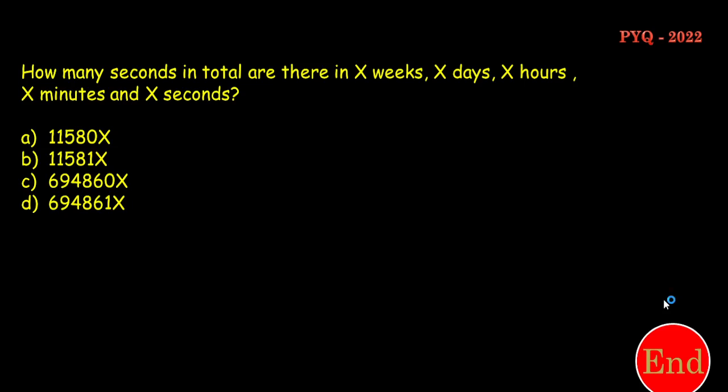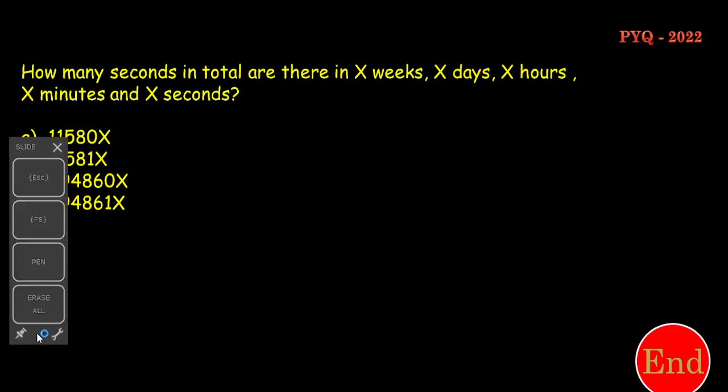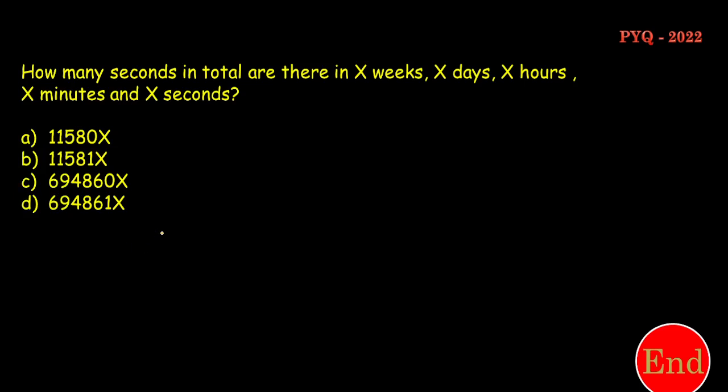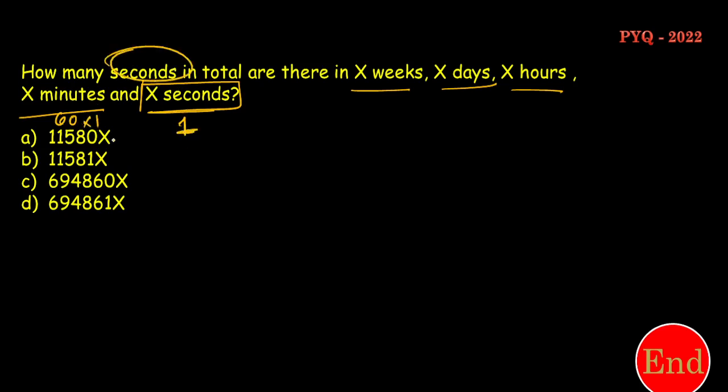So this is also not easy, but once you understand this concept, it is very, very easy. See, first I am going to take, look at this, how many seconds in total are there in X weeks, X days, X hours, X minutes and X seconds. So let's look at this. Seconds is 1 second. This is 1. But minutes means 60 seconds. I am going to convert everything into seconds. So take this as 1. So 1 into 60. Correct?